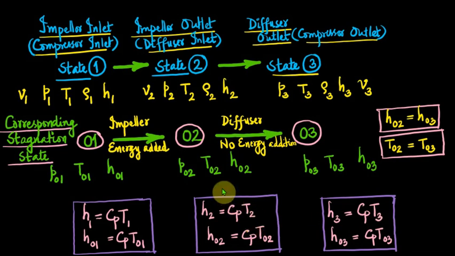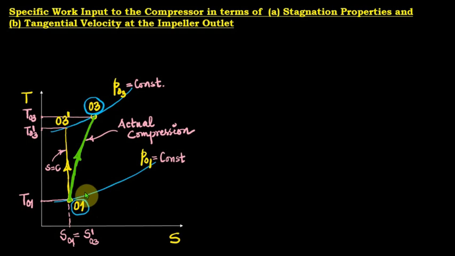So now we will consider, with these properties in mind, the isentropic compression and actual compression in a TS diagram. This diagram is very important and we have to draw this sketch. So, TS diagram, temperature entropy diagram.